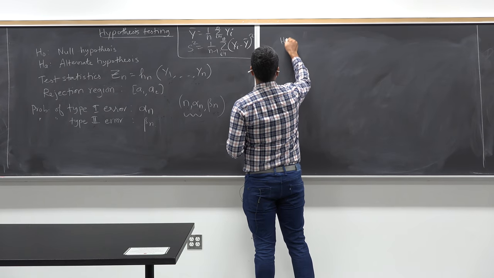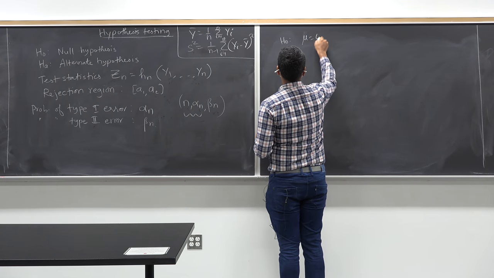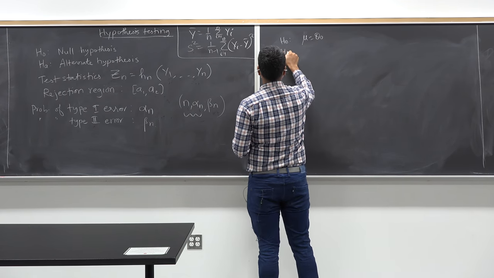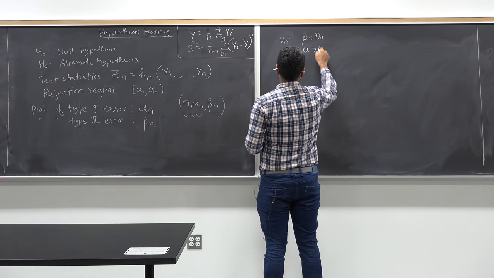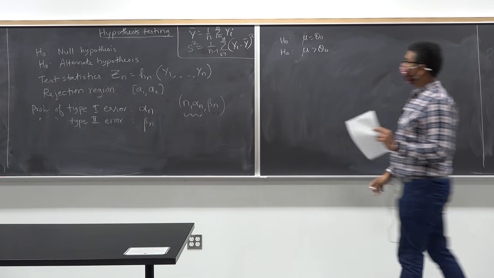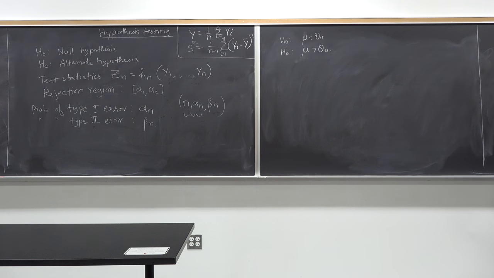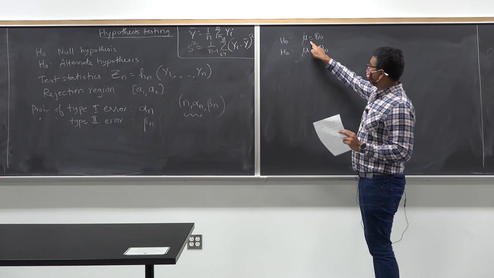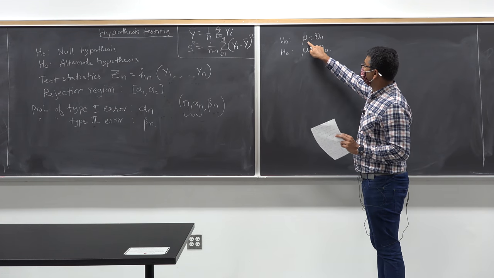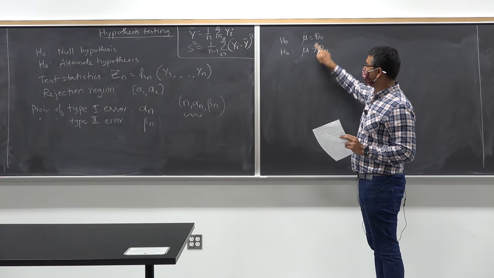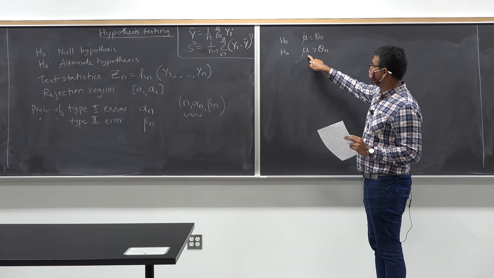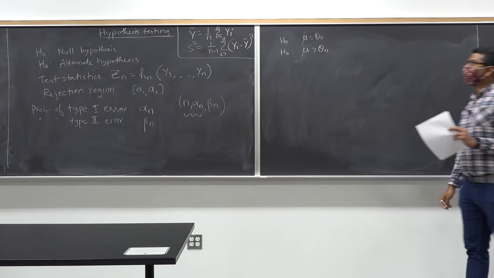Now I have H naught, which is mu equals theta naught, and I have Ha, mu greater than theta naught. So I have a bunch of IID random variables, and my null hypothesis is that the mean of that random variable is theta naught. The alternate hypothesis is that the mean is greater than theta naught.